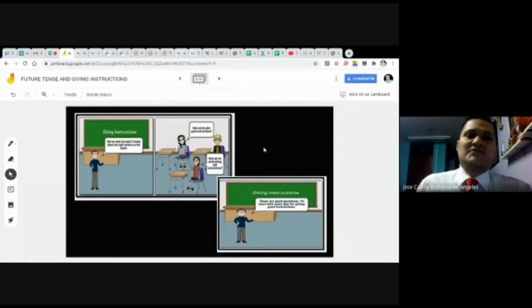Here in the next picture, we've got a teacher, and he's going to give some instructions to the students, and he says, ask me what you want to know about the topic written on the board. One student responds, how can we give good instructions? How can we avoid giving bad instructions?